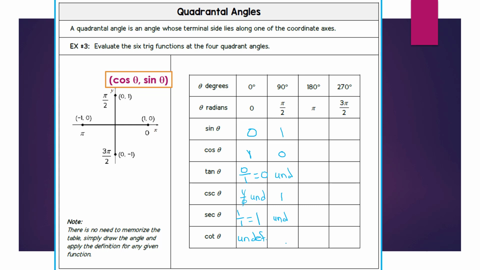And then cotangent is the reciprocal of tangent. We have undefined, so we might want to go back and say cotangent is cosine over sine. So 0 over 1, which is just 0. Okay.